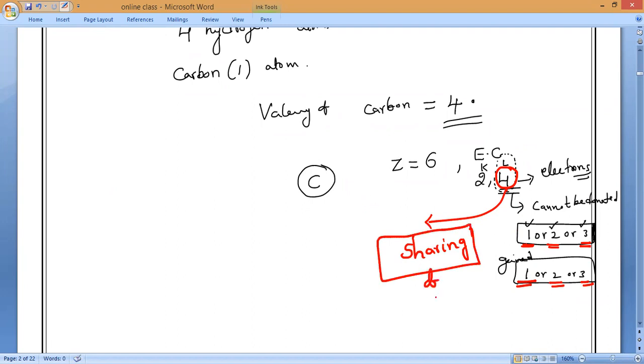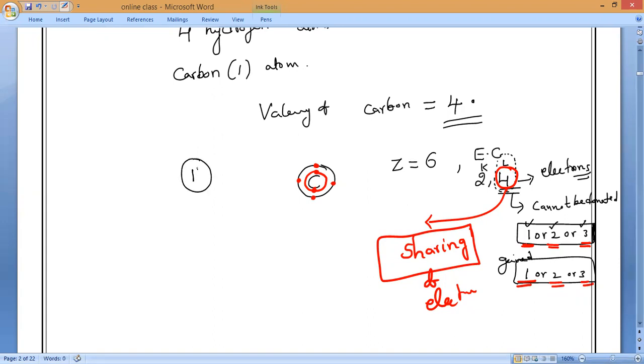Sharing of electrons. Understanding? So that is what will happen. If you take carbon, carbon has a total of 4 electrons in its valence shell. I am talking about only the valence shell. Of course, 2 electrons are inside, but who will be involved in the reaction? Only valence electrons.